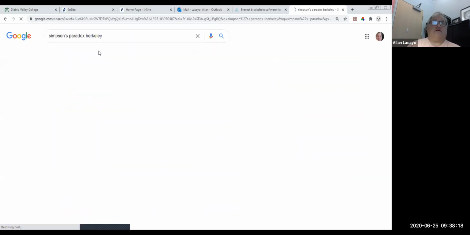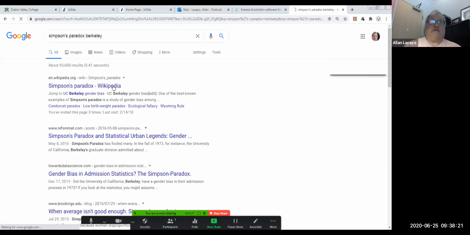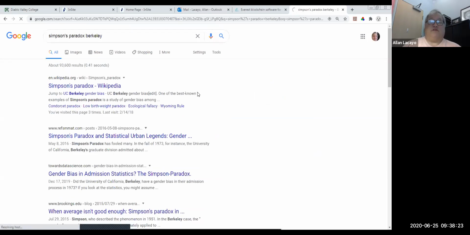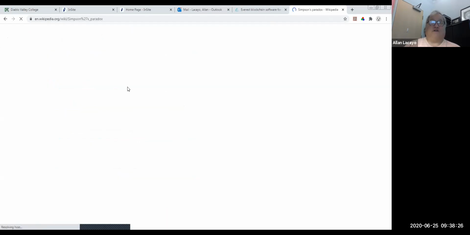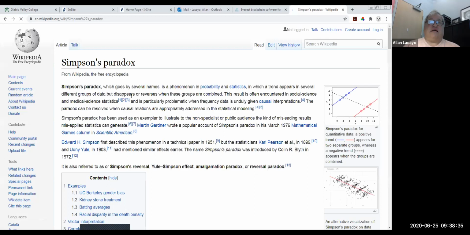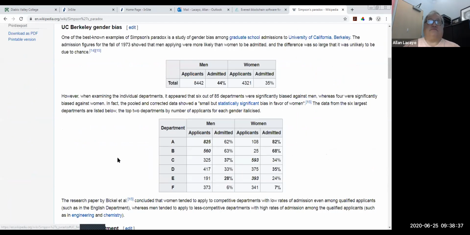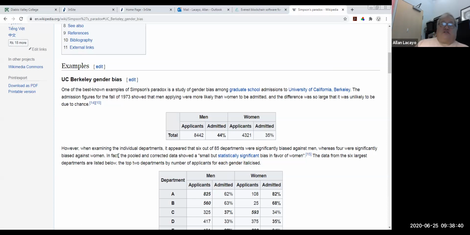has to do with a gender bias case from the early 1970s, from roughly 50 years ago, in which the University of California was sued for gender bias in admissions. The claim was that the percentage of admissions of males to graduate programs was 44%, while the percentage of admissions of women was 35%. And that gap in admissions was used as the cause for the original lawsuit.